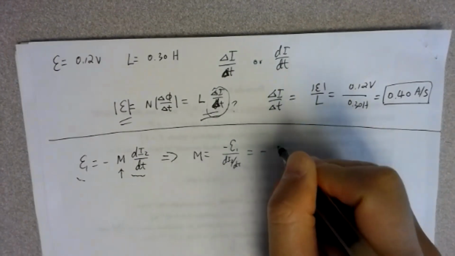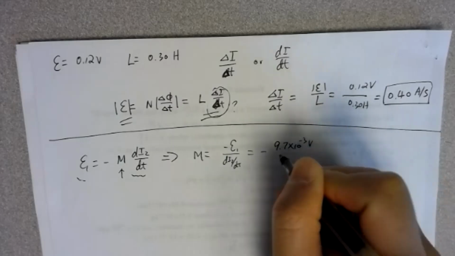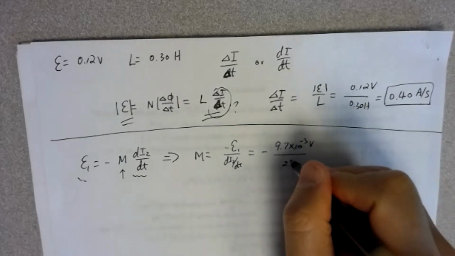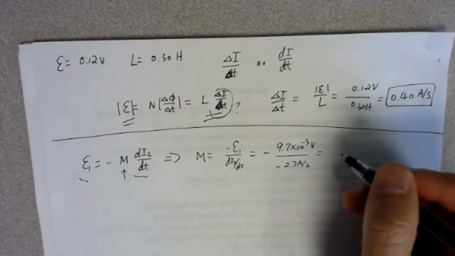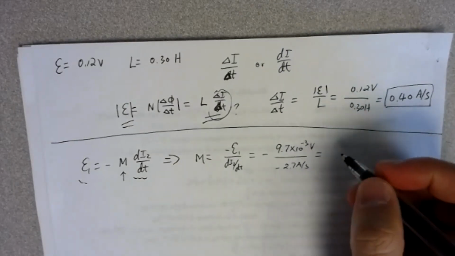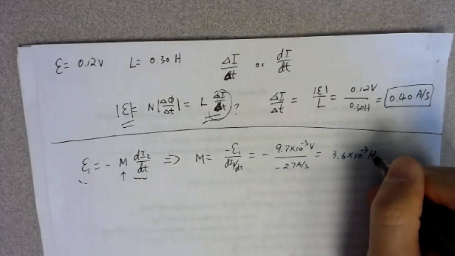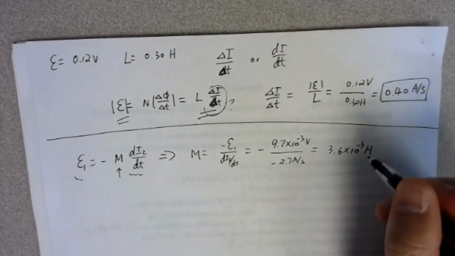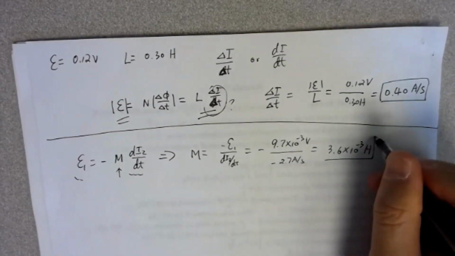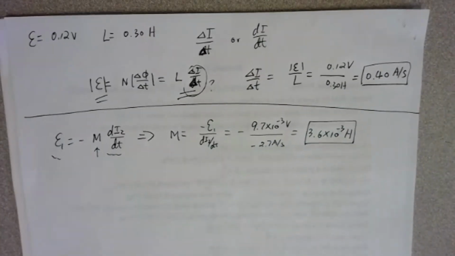So minus 9.7 times 10 to the minus 3 volts over 2.7 amps per second, but it's decreasing, so minus. Minus and minus will cancel. This will give you 3.6 times 10 to the minus 3, and that's in Henry. So the mutual inductance should also be in Henry, just as the inductance. All right, so we'll go back to the slide.